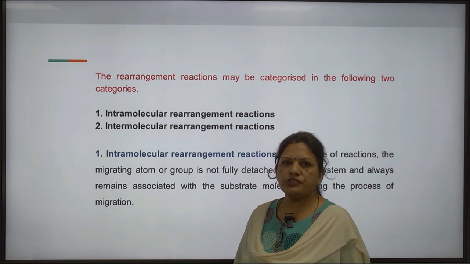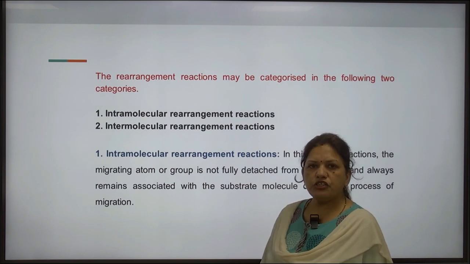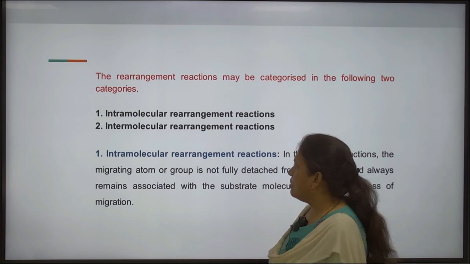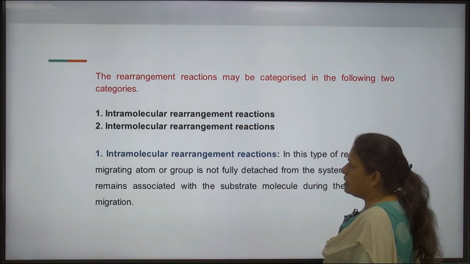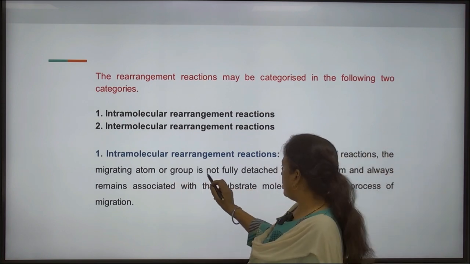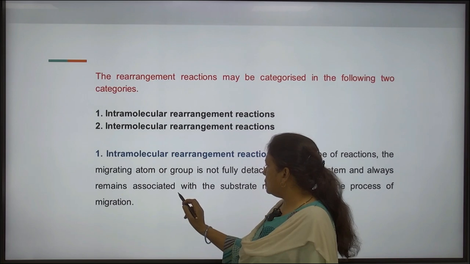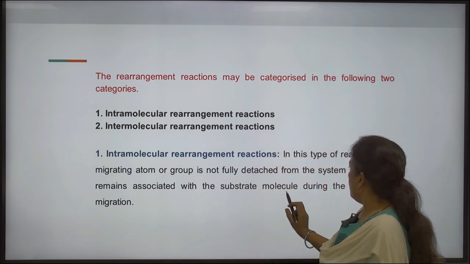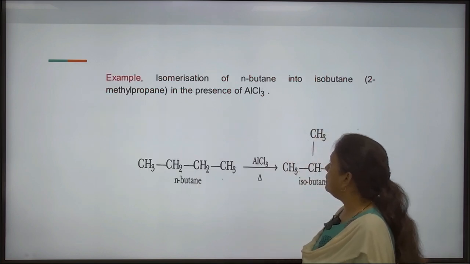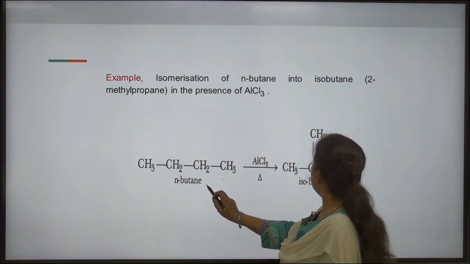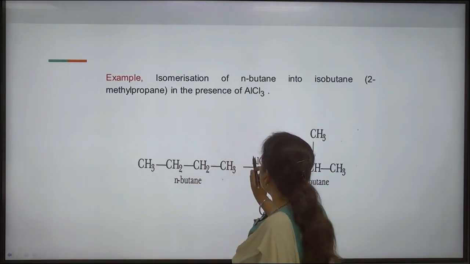The rearrangement reactions are of two types: intramolecular rearrangement reaction and intermolecular rearrangement reaction. First, intramolecular rearrangement reaction. In this type of reaction, the migrating atom or group is not fully detached from the system and always remains associated with the substrate molecule during the migration. Example, isomerization of n-butane into isobutane in the presence of aluminum chloride. This is shown by these reactions.